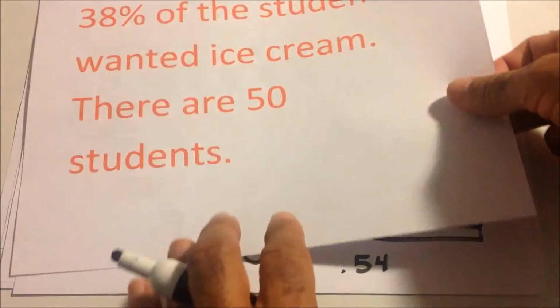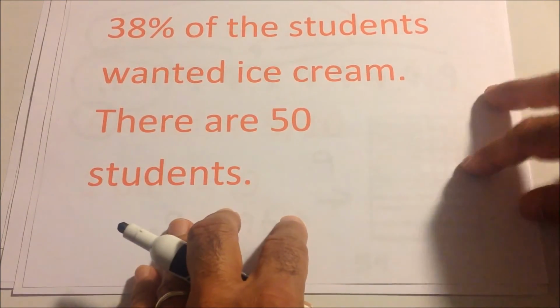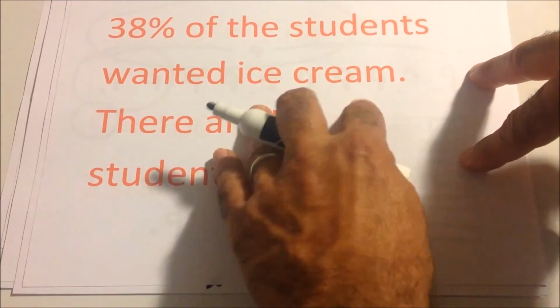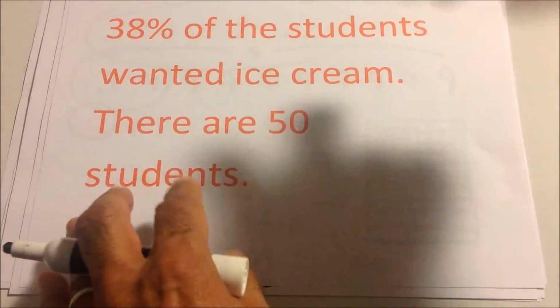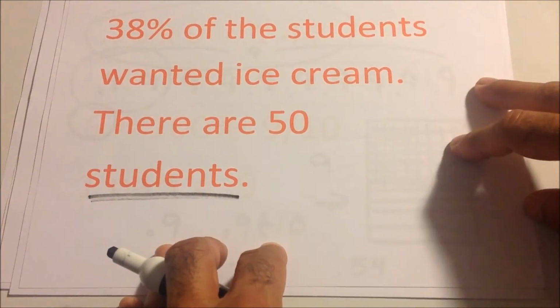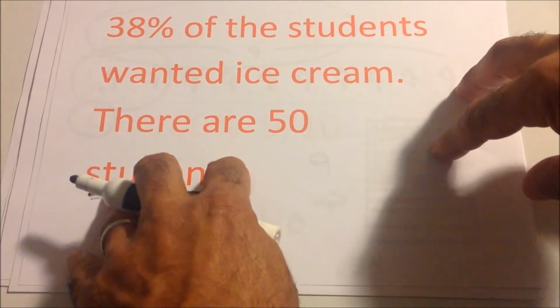Let's look at a word problem. Let's say 38% of the students wanted ice cream. Well, it should be more, right? Who doesn't want ice cream? Unless you're allergic. And there are 50 students in the class. So how do we do a problem like this?